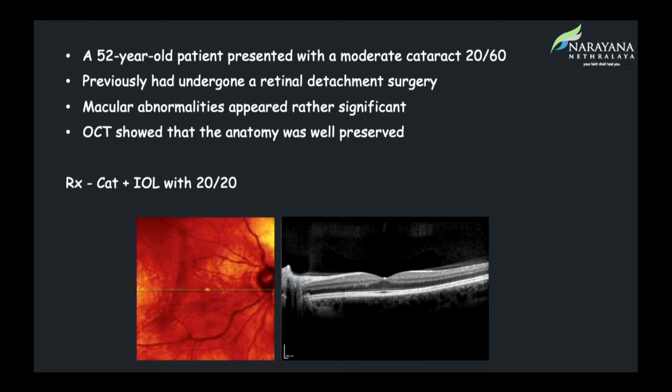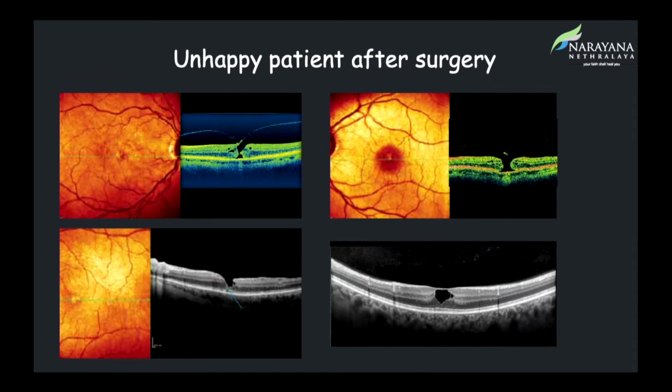However, when you do the OCT, you find the macula is absolutely normal. So this patient is a candidate where you would want to go ahead with the premium IOL and expect a good 20/20 outcome. So who are the usual unhappy patients that you would come across?